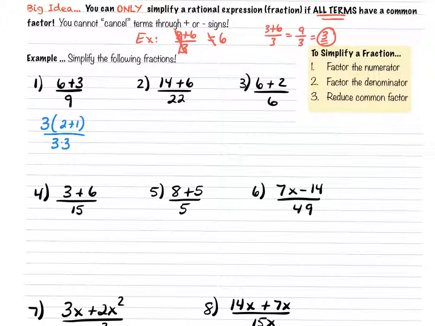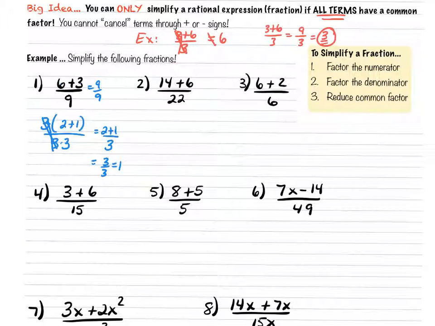Because 3 is being multiplied by something on top and 3 is being multiplied by something on the bottom, I can reduce the 3's. And this could be written as 2 plus 1 over 3, in which case I could simplify. That's 3 over 3, which is equal to 1. And I would get that same thing up here. But again, we're just practicing factoring and reducing the factor. I'll leave number 2 to your practice.